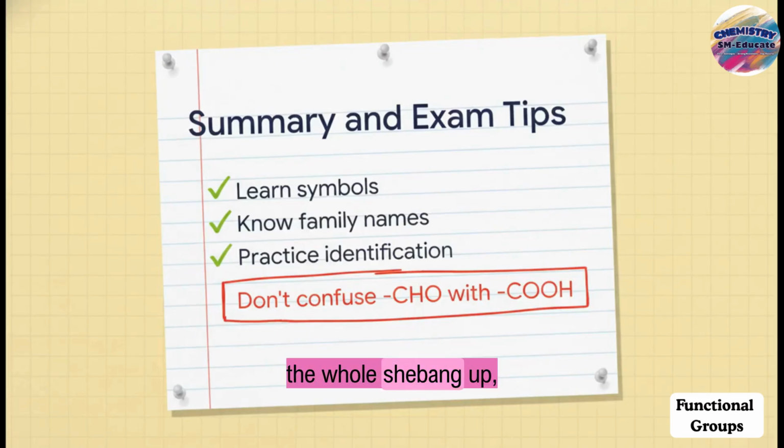To wrap the whole shebang up, let's lock in these critical board exam tips. You absolutely must learn the symbols of the functional groups, know the family name for each one, and practice identifying them from structural formulas. And I'm going to say it just one more time for the people in the back. Do not confuse -CHO with -COOH. These specific traps are tested all the time in board exams, so don't let them catch you off guard.